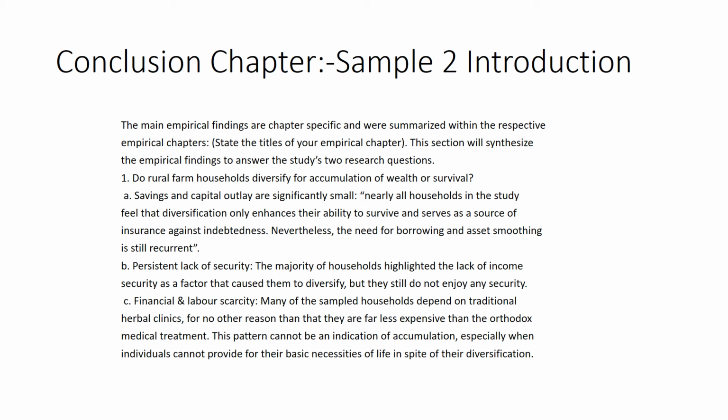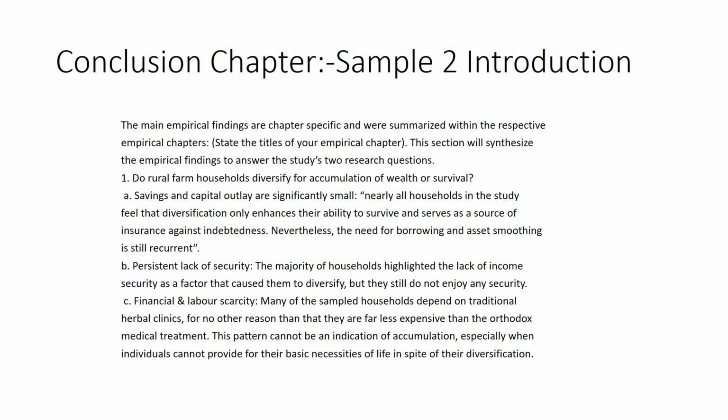Savings and capital outlay are significantly small. Nearly all households in the study feel that diversification only enhances their ability to survive and serves as a source of insurance against indebtedness. Nevertheless, the need for borrowing and asset smoothing is still recurrent. And B, persistent lack of security. The majority of households highlighted the lack of income security as a factor that caused them to diversify, but they still do not enjoy any security.